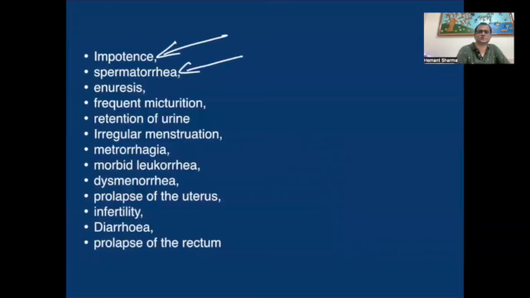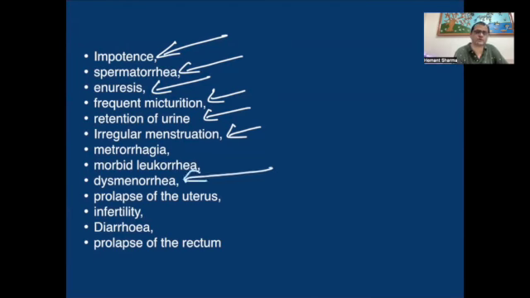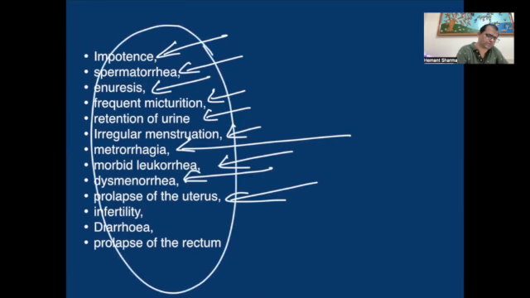The sperm is coming out automatically, and the enuresis, frequent micturition, यानी यूरिन की कोई भी प्रॉब्लम, या तो बार बार होना, अटक जाना, ज्यादा होना, irregular menstruation, menstruation की कोई भी प्रॉब्लम, ज्यादा होना या ना होना या दर्द के साथ होना, whether it's dysmenorrhea, meaning painful menstruation, or metrorrhagia, meaning too heavy menstruation, or leukorrhea, uterine problem, uterus problem, infertility, diarrhea, rectal problem, any problem in this lower part, we can treat with the help of CB4.